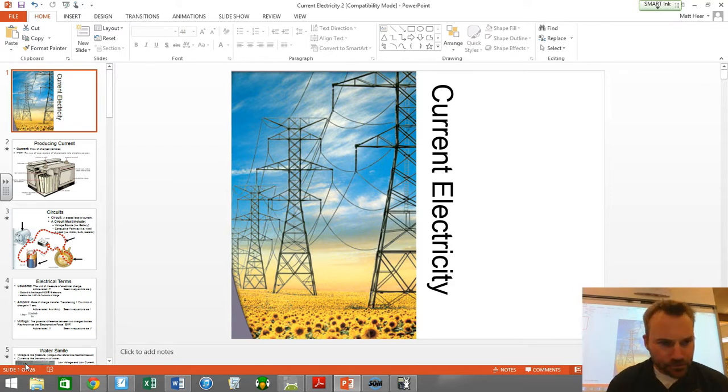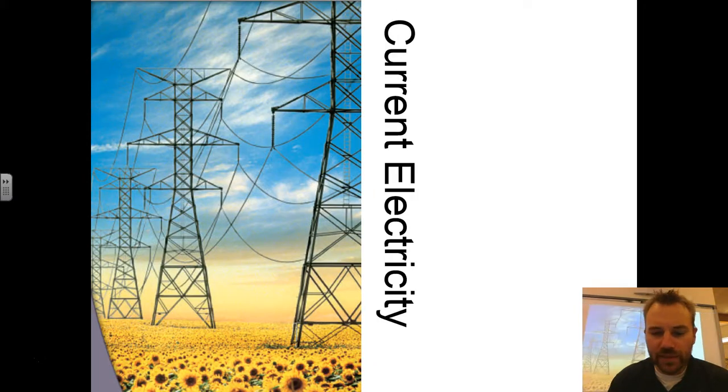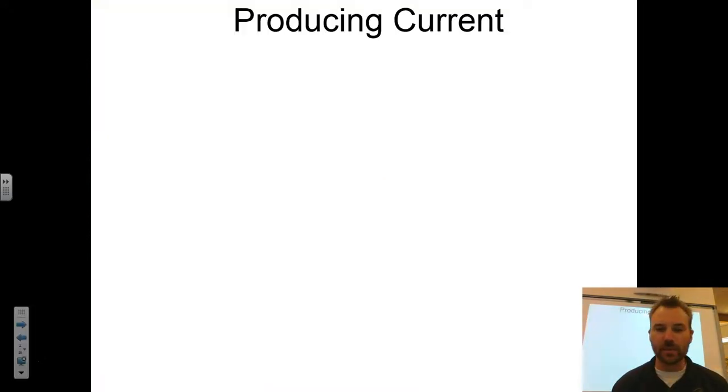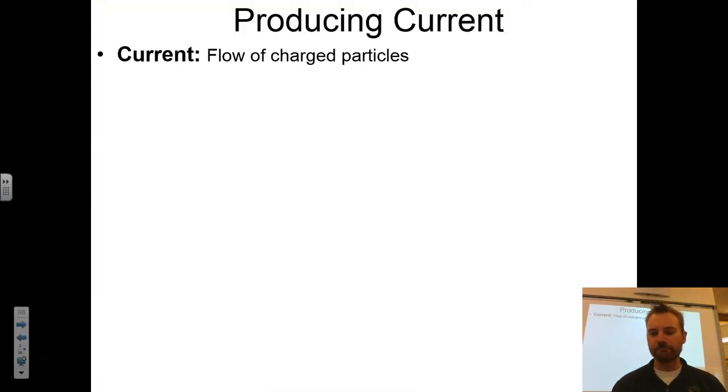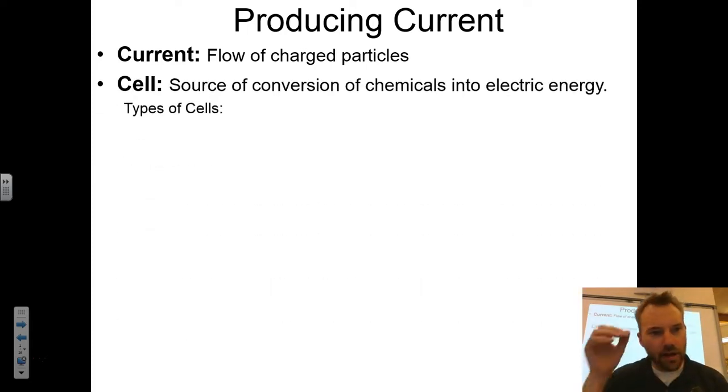So let's get started. The first thing I want to talk to you about is where we get our voltage from. We get our voltage and our current from batteries. The first thing is current, and that's the flow of charged particles. When you have an electron going from point A to point B, we call that current. A cell is something that takes chemical energy and converts it into electrical energy.